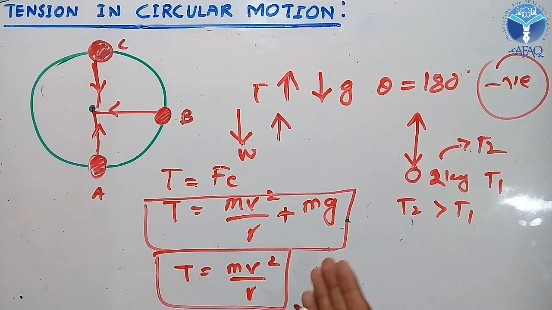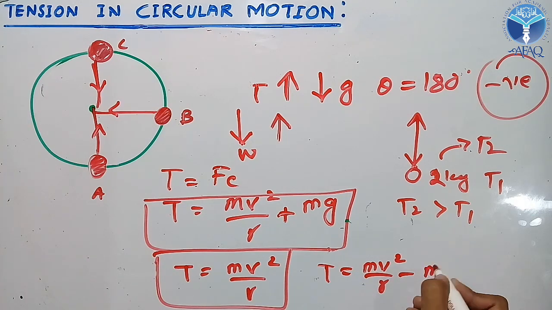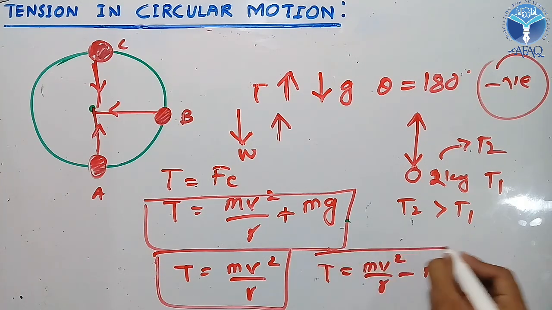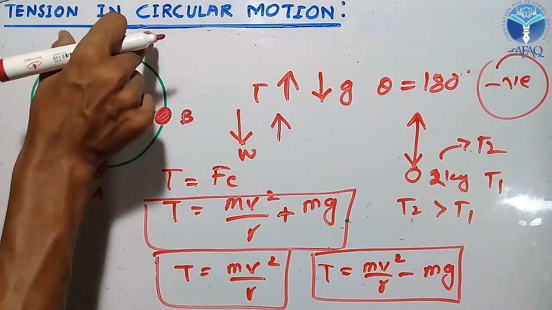Okay, now how do we find the tension at the point C? The tension at the point C is equal to the centripetal force, that is mv square over r, minus the weight of the body, that is mg. So that is the equation for the tension at the point C.